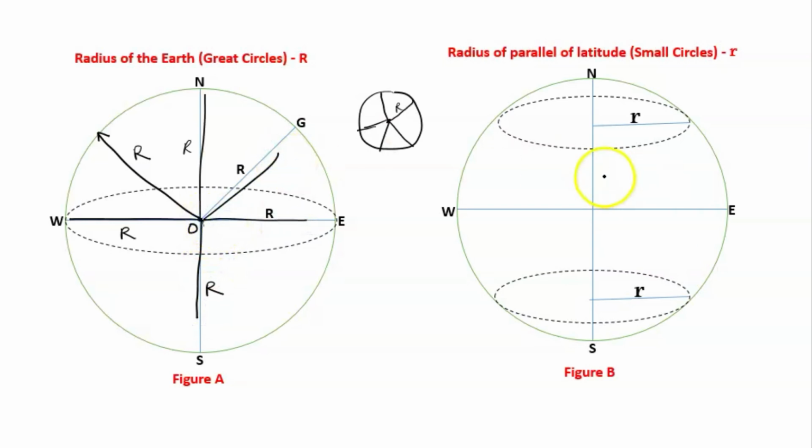Then on the other side, we have the small letter r. In this case, you see this is a small circle. All other latitudes are small circles because they are not coming from the center. They don't have their base on the center of the Earth. So they have their own center, and they have their own radius too. But in this case, we refer to them as a small r. They are what we refer to as the radius of parallel of latitude. So we denote them by small letter r. I believe we understood that.